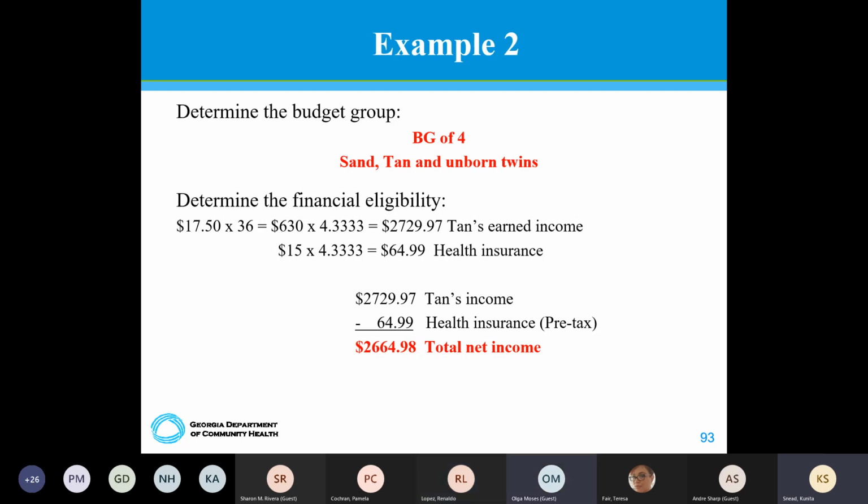Do we need to use the 5% deduction? Do we need to subtract the 5% deduction off of their income? No. That is correct. Thank you so much. We do not need to subtract that 5% deduction because she's already eligible.